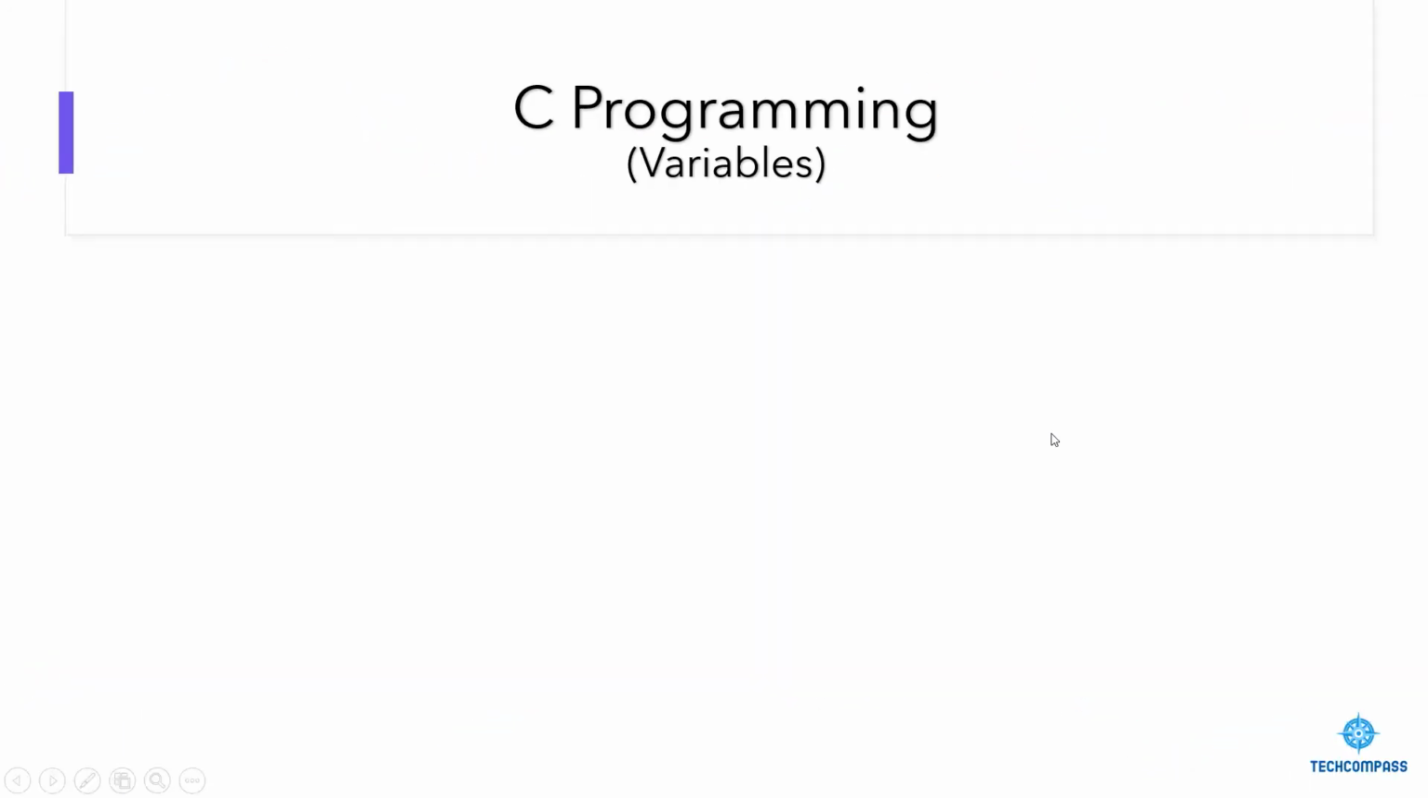Today we are going to cover variables in C programming. In the previous video we have seen the history of C and the need for the variable. Today we are going to see in detail what a variable is and its related details.